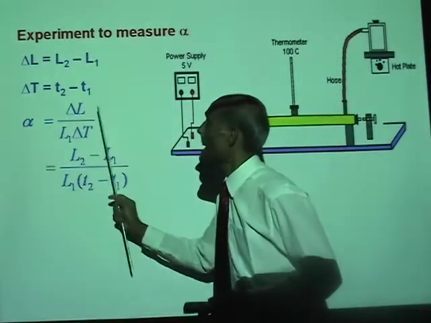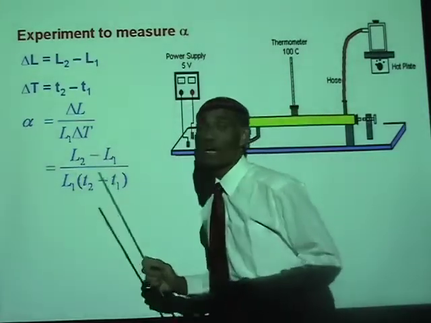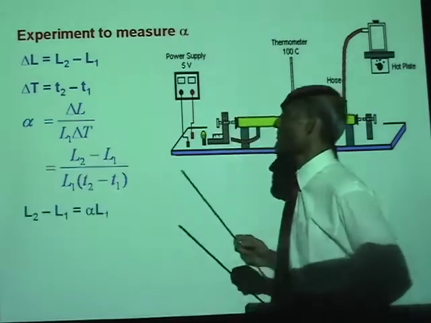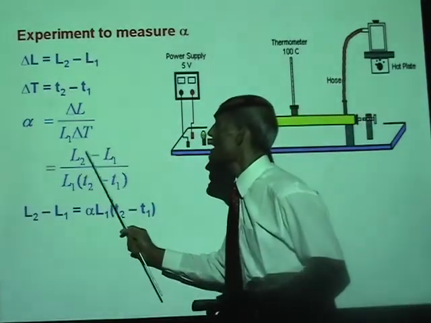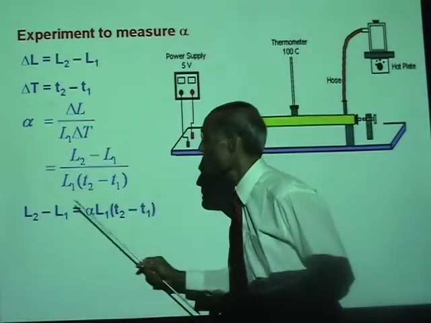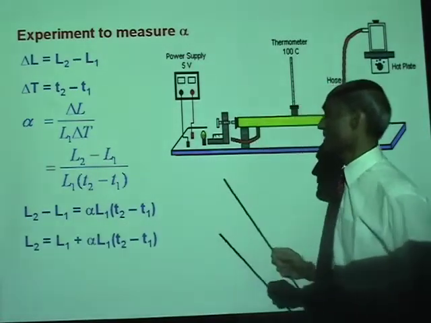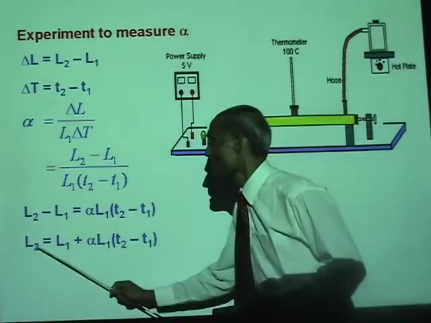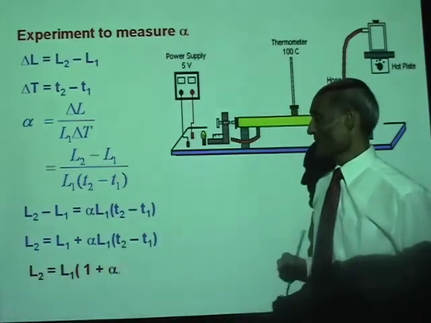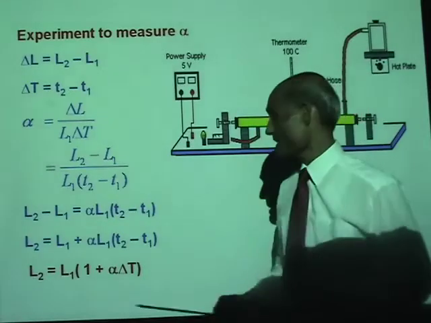Now, I'm going to write delta L as L2 minus L1. Okay, now I have written it like this so that I can obtain an expression for L2 in terms of L1 and alpha. That is, L2 minus L1 equals alpha times L1 times T2 minus T1. Can you solve this equation for L2? Move L1 to the right and then factor out L1. So, move L1 to the right, you get L2 equals L1 plus alpha L1 times T2 minus T1. Factoring out L1 gives me L2 equals L1 times 1 plus alpha delta T.